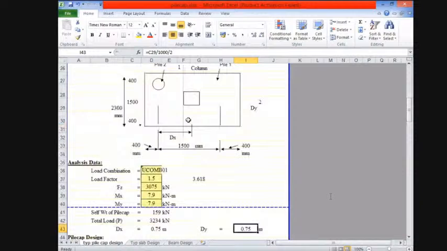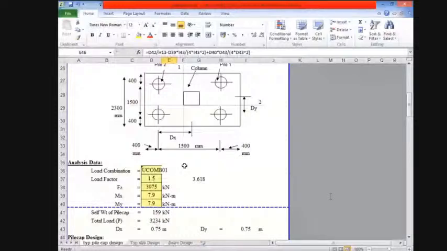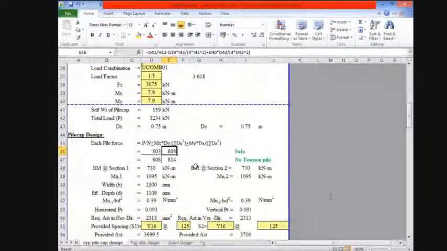See, here it is 803. For pile 1 you are getting 803, in this one 808 kilonewton, when it comes to here it is 808, and here you are getting 814. So these are the pile forces you are getting for each pile, and it is within the limit.